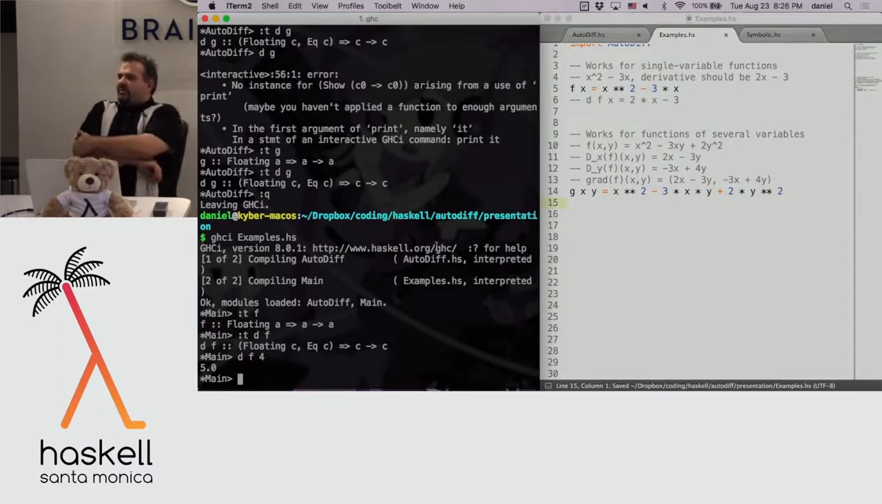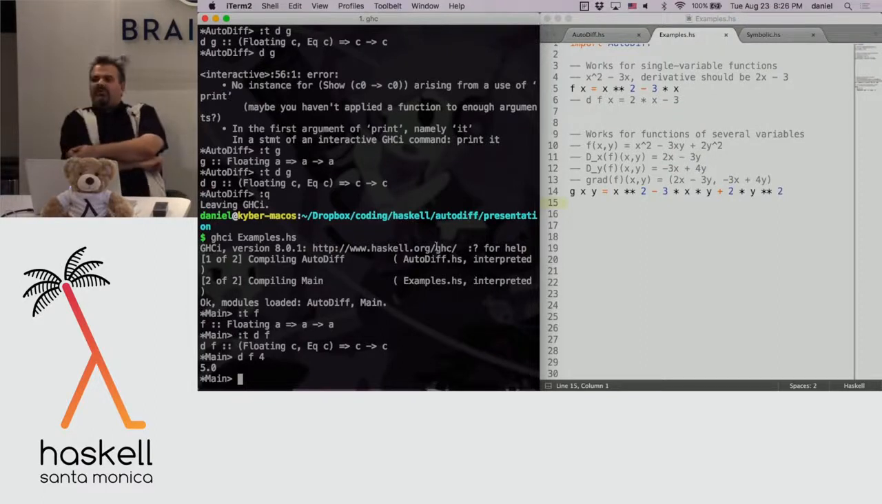So a lot of times when people see, oh, I wrote this computer software to take derivatives, the first thing that real-life numerical analysts ask is, well, can it do multivariable functions? And then you go, well, no, I'm sorry, and you go back home. This one is going to do that.